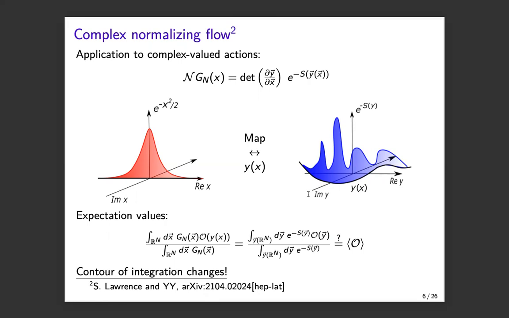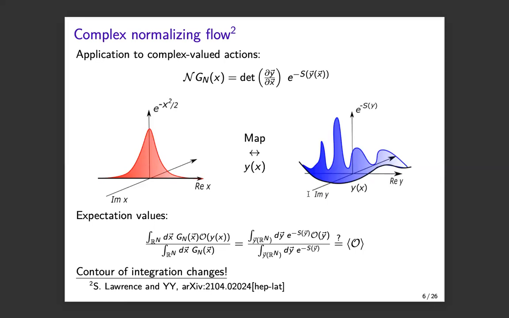But you can see here, because this e to the minus S is complex valued, you should expect that this map wouldn't map the x to a y that is real valued. It would map this x to some complex value y in this complex y. So by finding such a map that satisfies this equation, you are drawing a new contour of integration in your complex y.